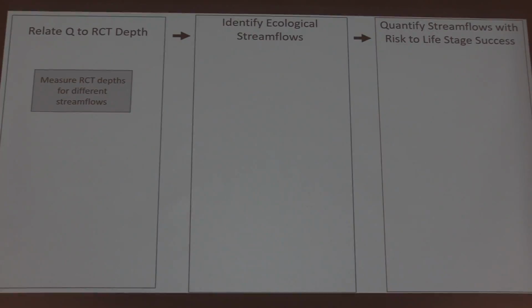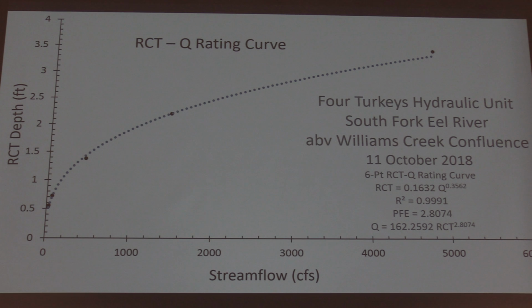So in the first major step, we first have to have several measurements of riffle crest depths at a range of different streamflows. And then with that, you can construct your RCTQ rating curve. And for the Four Turkeys unit, this is what the rating curve looks like. We were able to get 6 points of measurement. And the equation of the curve, as Bill described, is a power function that acts similarly to a weir equation.